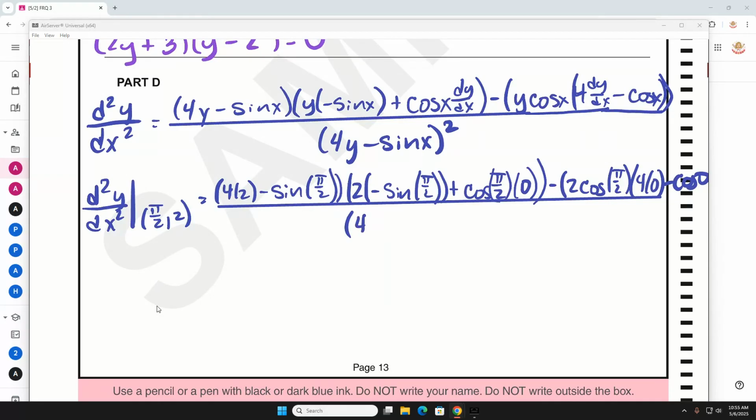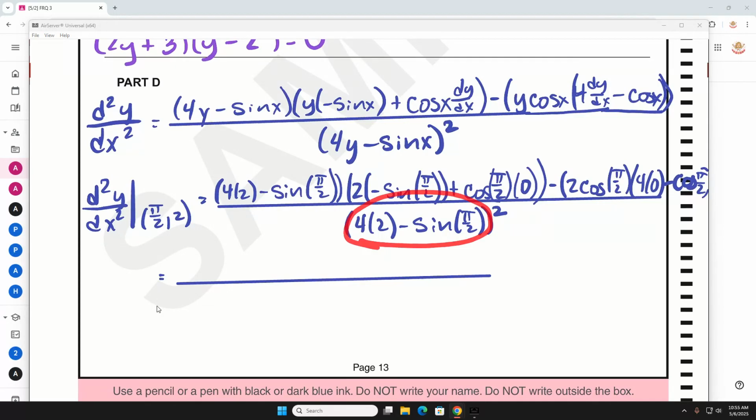Cosine of pi over 2. Now we don't have to know exactly what this equals. So like for example, this denominator, no matter what I get inside here and I square it, am I going to get a positive or negative? Positive. That's all I'm going to put down here. I know that's a positive. Numerator, we're going to have to figure out some stuff. So I do know that 4 times 2 is 8.